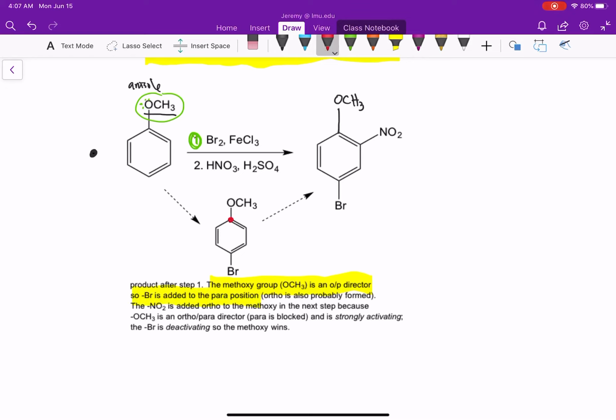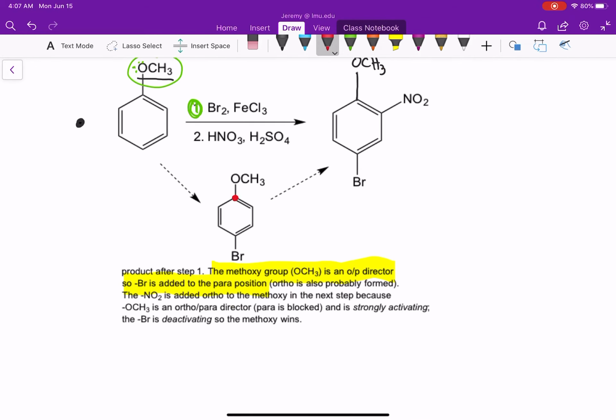So we started with our methoxy. We've now added our bromine to the para position, okay, in step 1. So here's the product we get after step 1. Okay, step 2, we're now going to do a nitration reaction. HNO3, H2SO4 will substitute a hydrogen for a nitro group, okay?